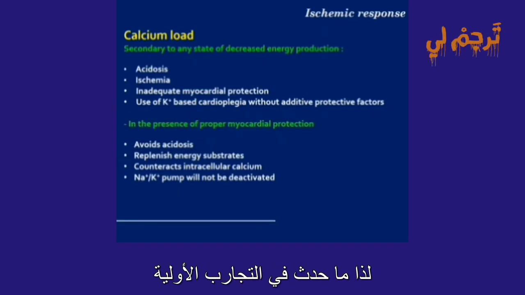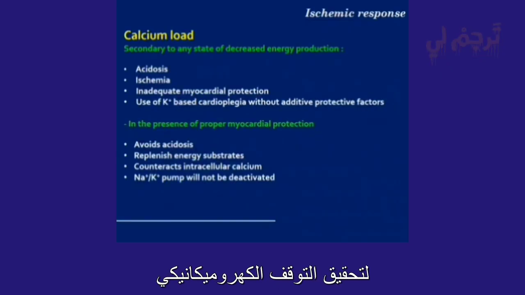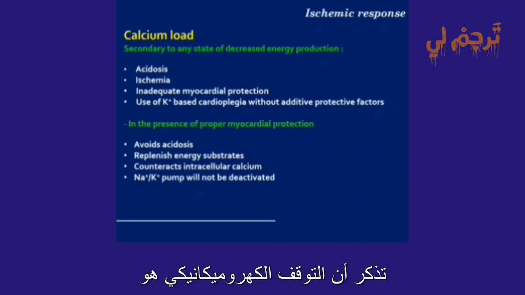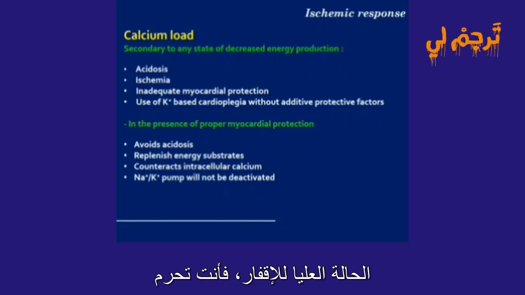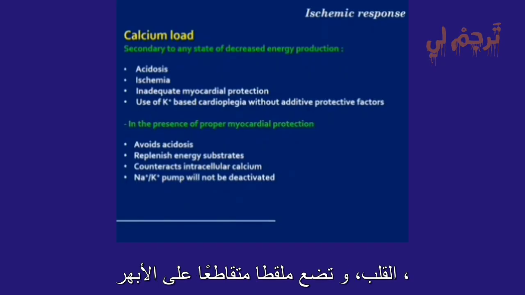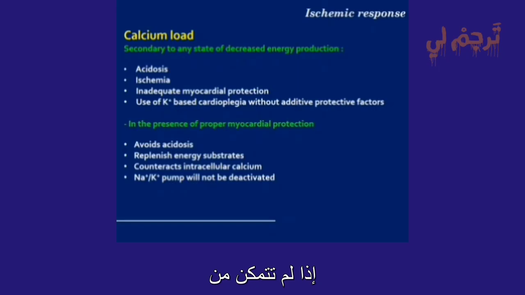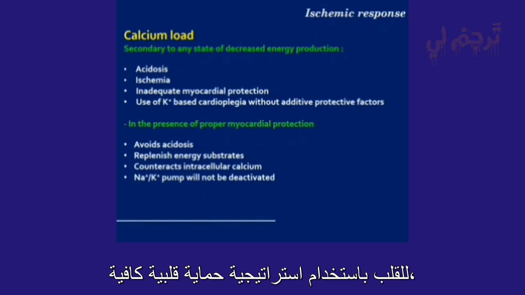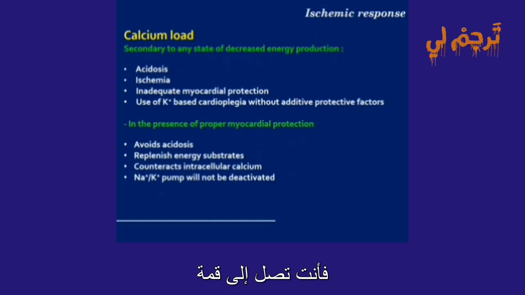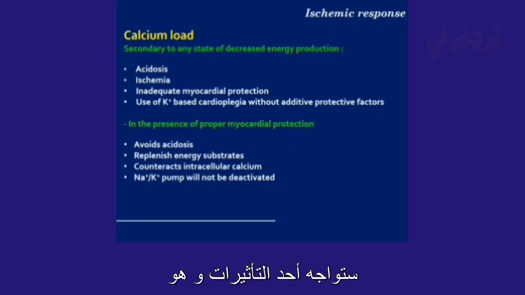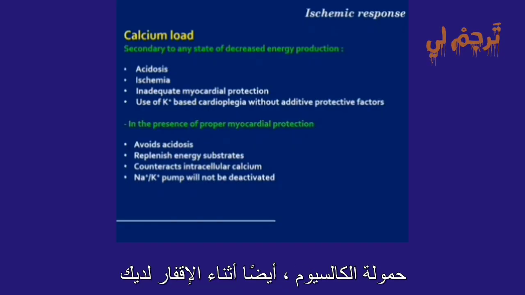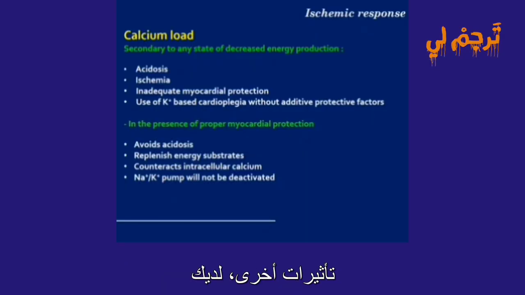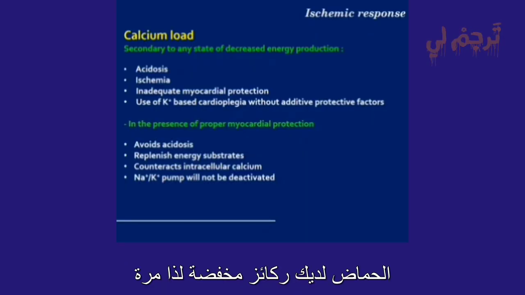So what happened in the initial trials to achieve electromechanical arrest? Remember, electromechanical arrest is the supreme state of ischemia. You are putting a cross clamp on, you are depriving the heart of blood completely. If you do not manage to reduce the oxygen requirement of the heart with an adequate myocardial protection strategy, you are reaching the summit, the supreme state of ischemia, and hence one of the effects will be calcium load. Also, during ischemia, you have these whiplash effects: you have acidosis, you have reduced substrates.